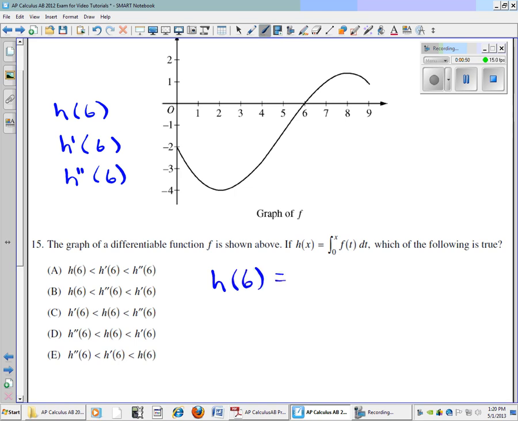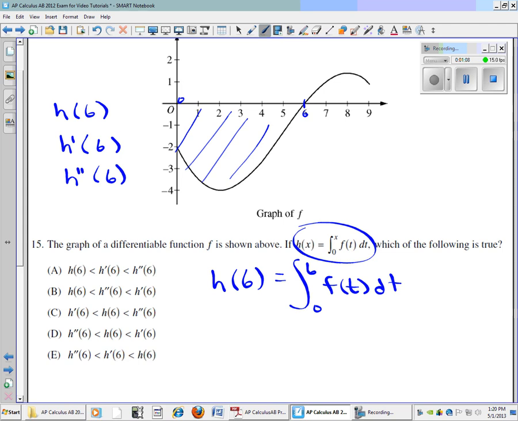Well, that will equal, if we use the information given, the integral from 0 to 6 of f of t dt. And that's nothing more than the area from 0 to 6. And what I notice is that area is below the axis and therefore negative. And so this is less than 0.